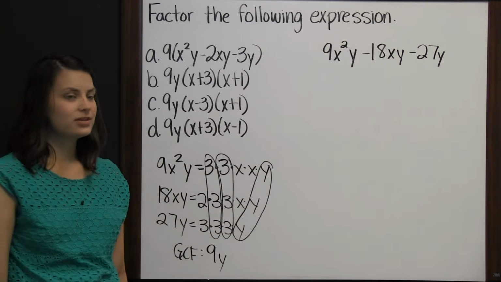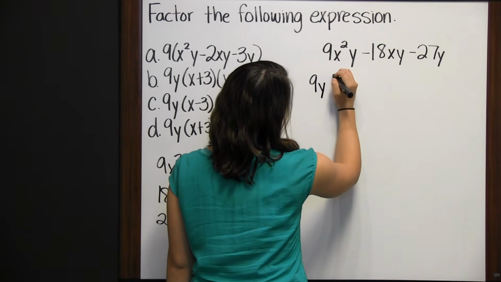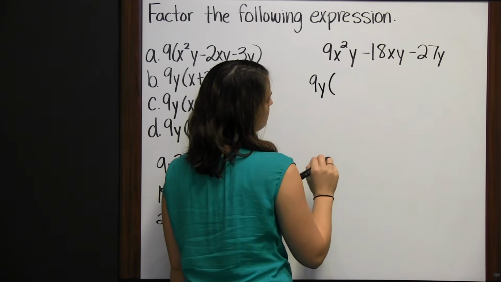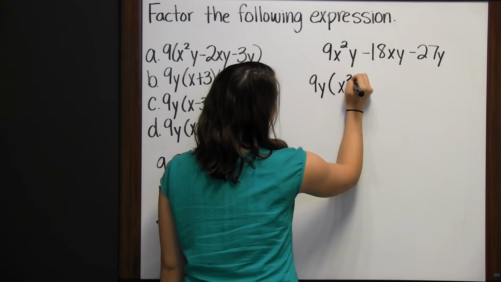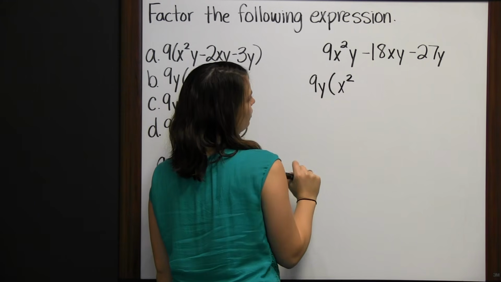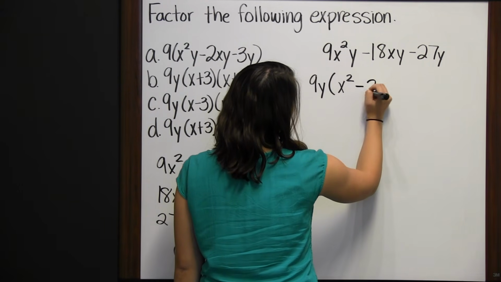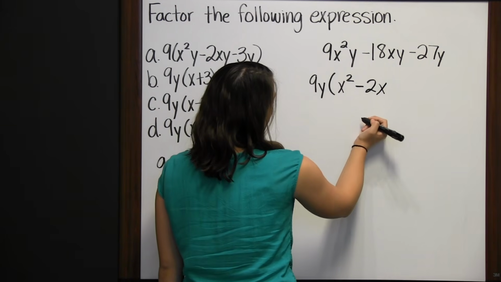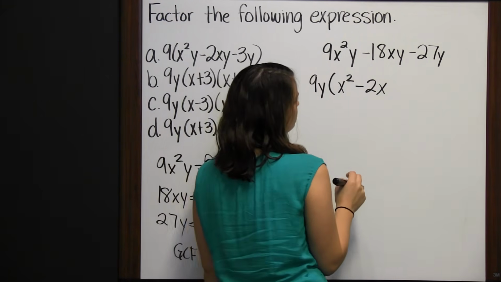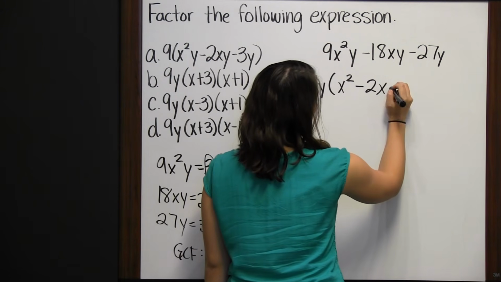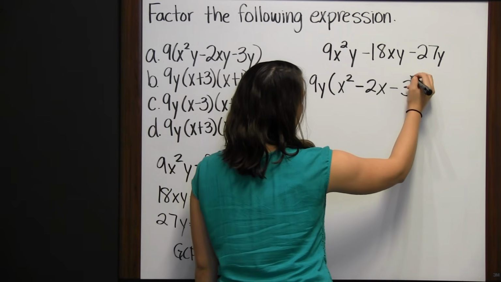Now we can factor out the GCF. So we're going to factor out a 9y from each one of our terms. 9y times x squared would be 9x squared y. 9y times negative 2x would be negative 18xy. And 9y times negative 3 would be negative 27y.